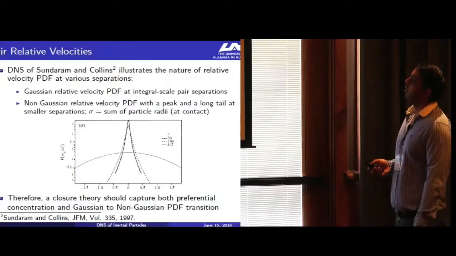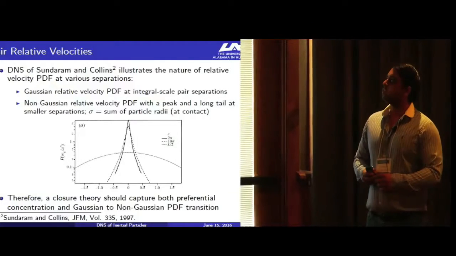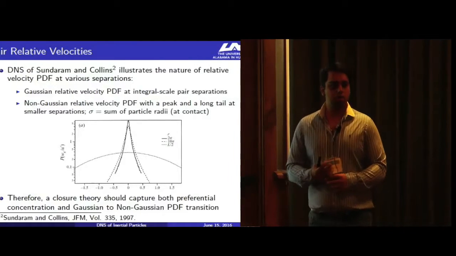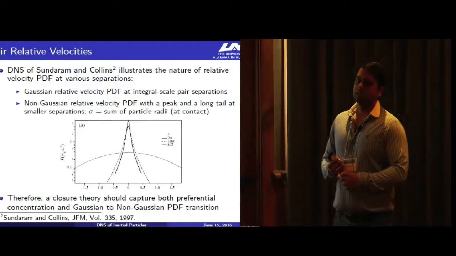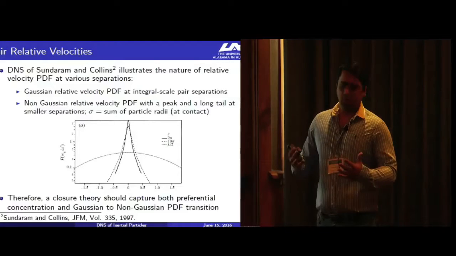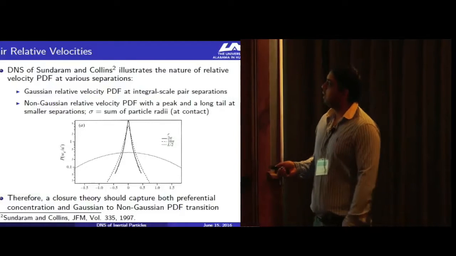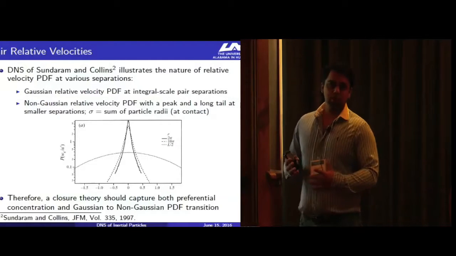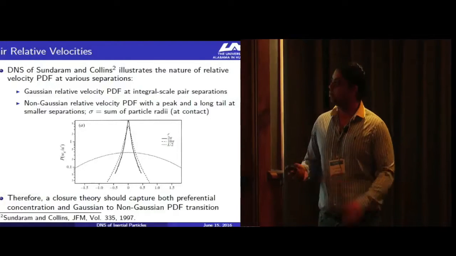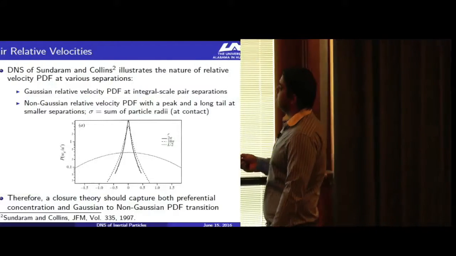So the next statistic of interest is pair relative velocities. And in the DNS study by Sundaram and Collins, they illustrated that the nature of relative velocity PDF changes with the pair separation. So the pair relative velocity is Gaussian in nature at large pair separation, and it becomes more and more non-Gaussian as the pair separation decreases.